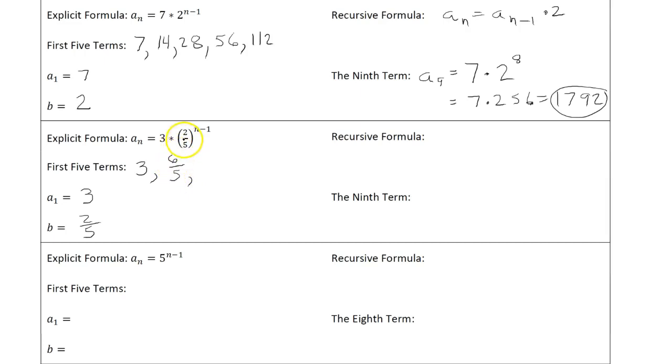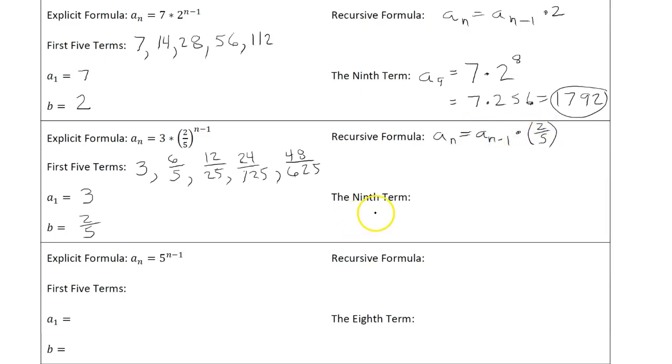Multiply 6/5 by 2/5. 6 times 2 is 12. 5 times 5 is 25. Multiply again. 12 times 2 is 24. 25 times 5 is 125. Multiply again. 48 over 625. The recursive formula just means each term that we look for equals the previous term multiplied by 2/5.